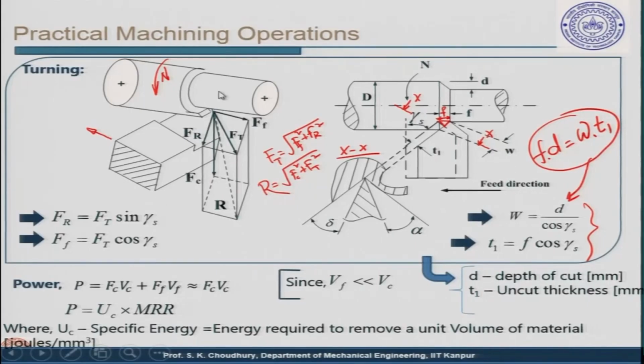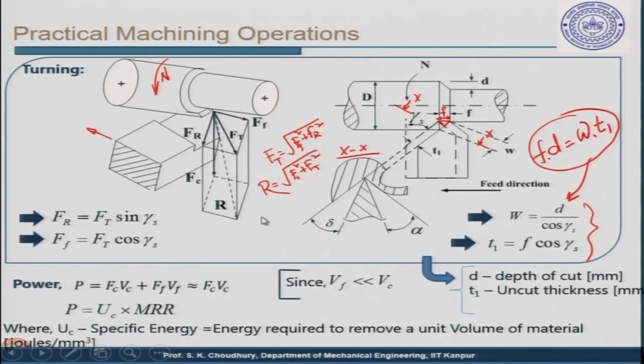Now, as far as the forces are concerned, Fr, the radial force, is Ft times the sine of gamma s, again the side cutting edge angle, and Ff is Ft times the cos of gamma s. So, this is the relationship of the forces: Fr is the radial force, Ff is the feed force, and Ft is that on the horizontal plane.